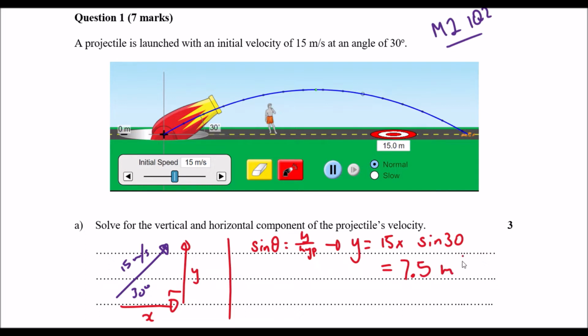7.5 meters per second. And then if I want to find the x component, same idea, but this time we're using cos theta. So cos 30, and that would give us an answer of 12.99-ish meters per second. I'll just leave it in two decimal places for both answers. So that's how you do part A.